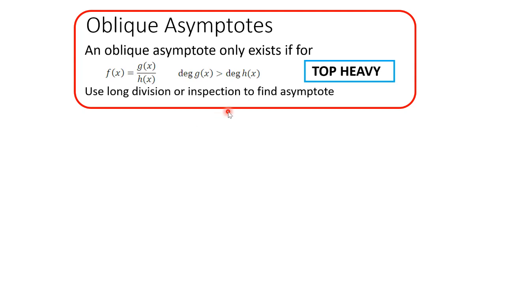All right, so how do we get the oblique asymptote? There are 2 ways. There are still quite a few schools and people that do long division, and that's fine.